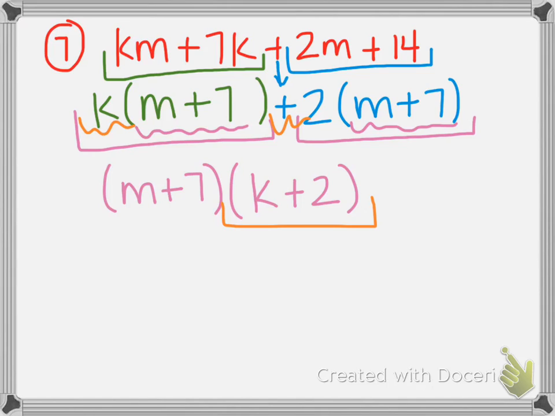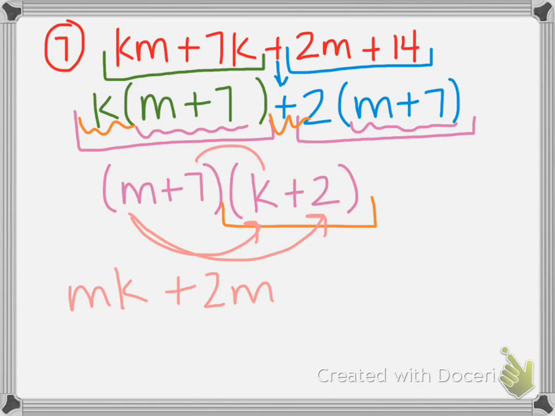If you were to multiply this back together, and remember, you can always check your factoring work or your division by multiplying, which is the inverse operation. So if I were to check this, notice that I would get an m times k, and then a 2 times m, then a 7 times k, and a 7 times 2.